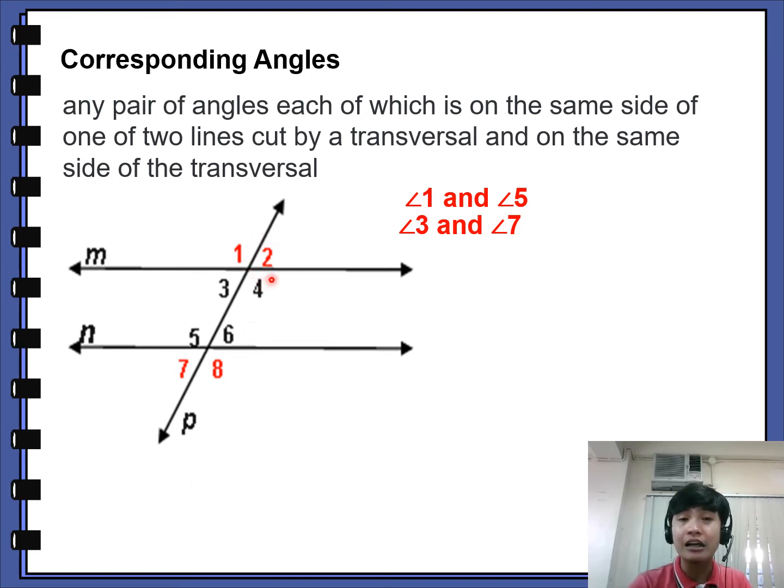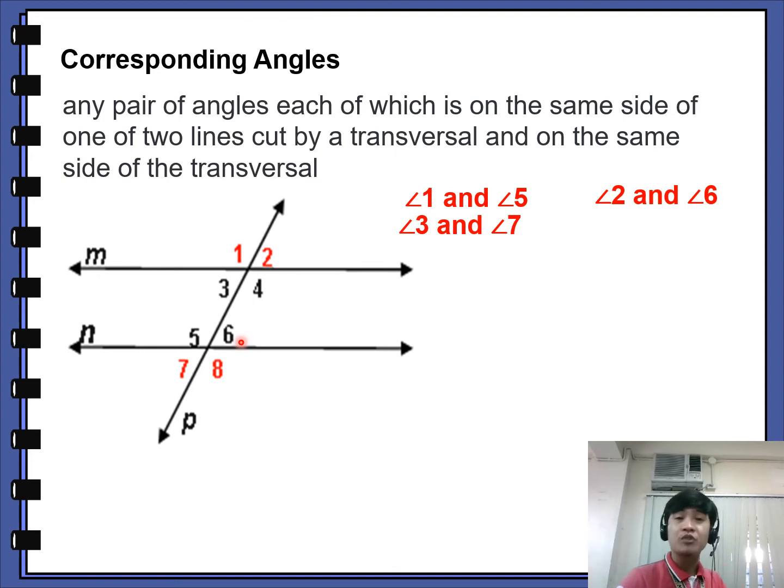Umpisahan natin kay angle 2. Exterior yan. So, yung hinahanap natin ka-partner niya ay interior. So, yung interior na hinahanap natin ay dapat na hindi adjacent kay angle 2 and dapat nandun din sa right side. So, ang papasok lamang sa criteria na iyon ay si angle 6. So, angle 2 and angle 6 are corresponding angles.